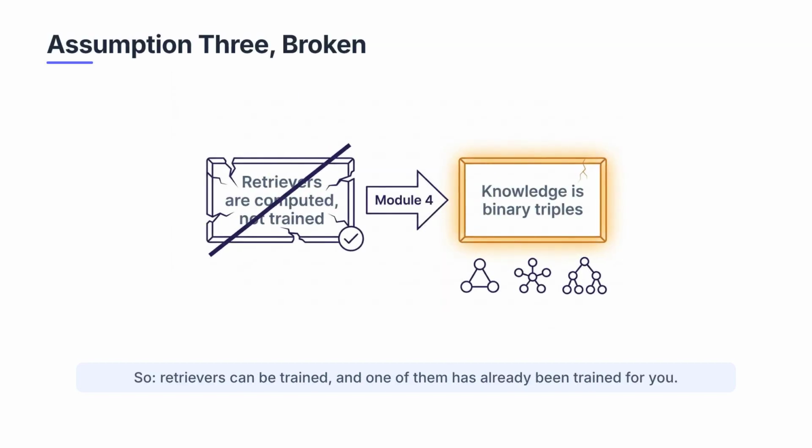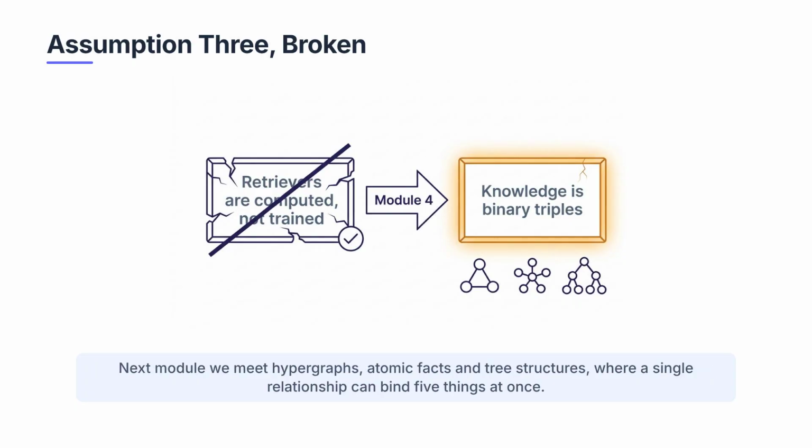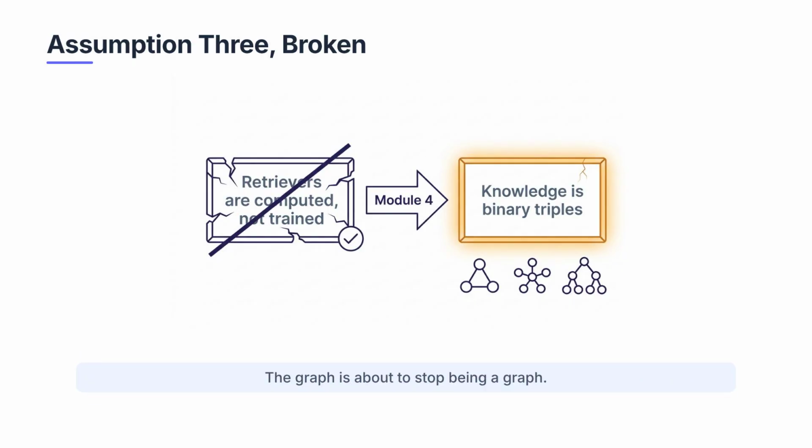So, retrievers can be trained, and one of them has already been trained for you. That is assumption 3, gone. Assumption 4 is stranger still, that knowledge arrives in binary triples, one subject, one relation, one object. Next module, we meet hypergraphs, atomic facts, and tree structures, where a single relationship can bind 5 things at once. The graph is about to stop being a graph. See you there.